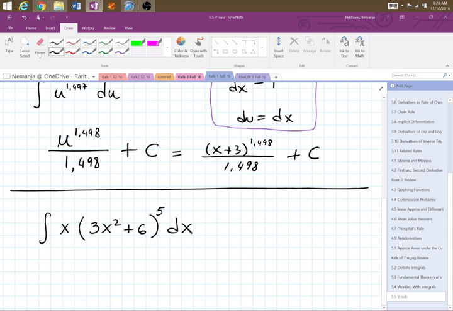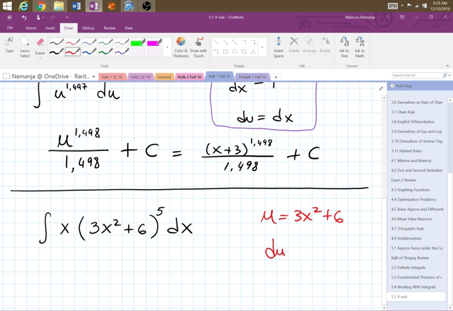Or you could say, if this thing over here was just u to the 5, life would be so simple, right? So that's exactly how you figure out what u should be. You pick what you don't like, and you try to replace that with u. So I don't like the 3x squared plus 6 being raised to the 5th power. I would like to have just u to the 5th power. So u equals 3x squared plus 6.